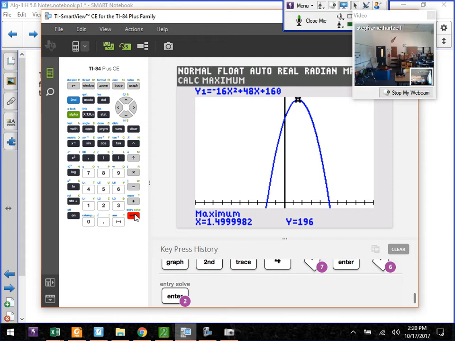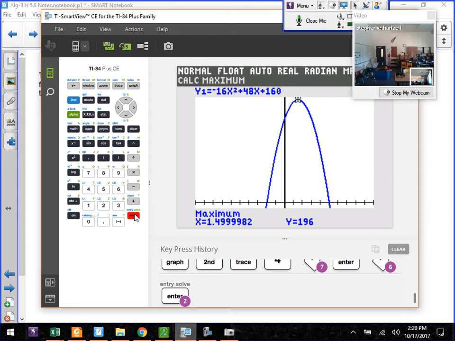So my maximum height is 196, and I would say that it occurred after a second and a half. When you see 1.49999, do you guys agree that's 1.5 seconds? All right, so that's what that would look like.